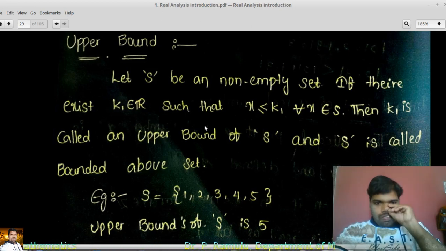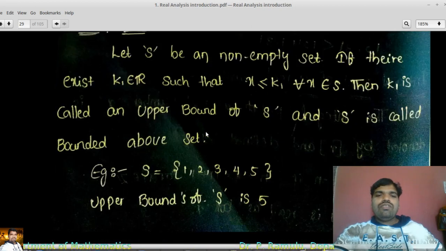For example, I am taking S equal to {1, 2, 3, 4, 5}. This is my set. Which is an upper bound for this set? See, pi is an upper bound. The highest element here is 5: 1, 2, 3, 4, 5. So pi is an upper bound.